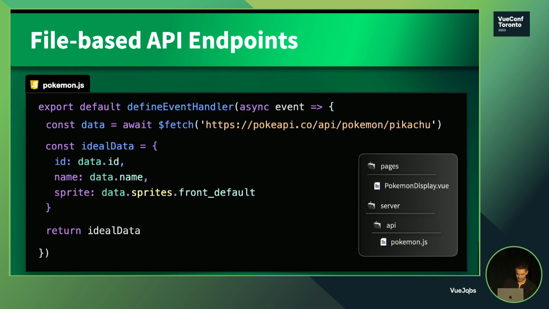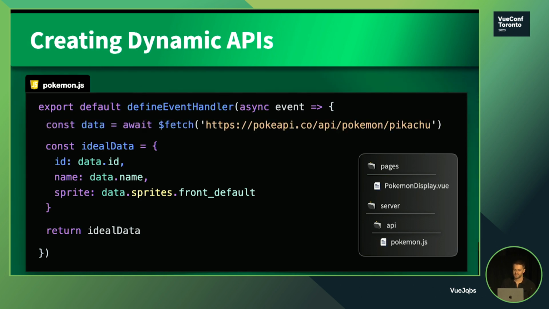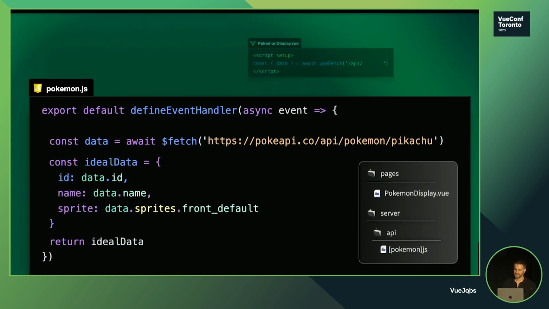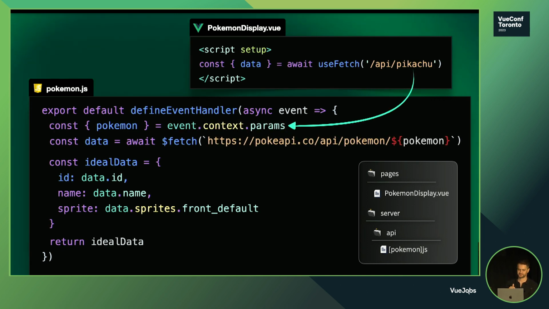Cool. So obviously this is all well and good, but it's hard-coded, so how do we make these endpoints dynamic? To do this, we're going to simply add brackets around our file name, like so. Then we can grab the params of our event context, then pass it in dynamically into our fetch request. Now, whichever Pokemon we're calling for from the component, we have the ability to dynamically return that via our custom crafted API.